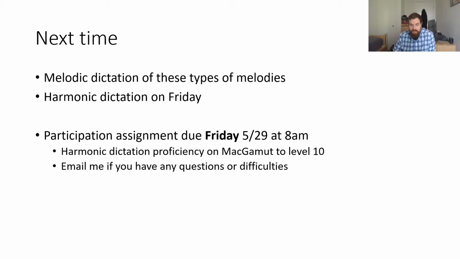Your participation assignment is due Friday, June 29th at 8 a.m. I'd like you to get harmonic dictation proficiency in MacGamut to level 10. So I had warned us about this last week. Hopefully some of you heeded the warning if you were a little bit behind. Level 10 is going to get us to where we are in the course, because level 10 is all diatonic harmonic possibilities, and then once we get into module 11 and moving forward, that's where we're going to be in the fall. So yeah, definitely shoot for level 10.